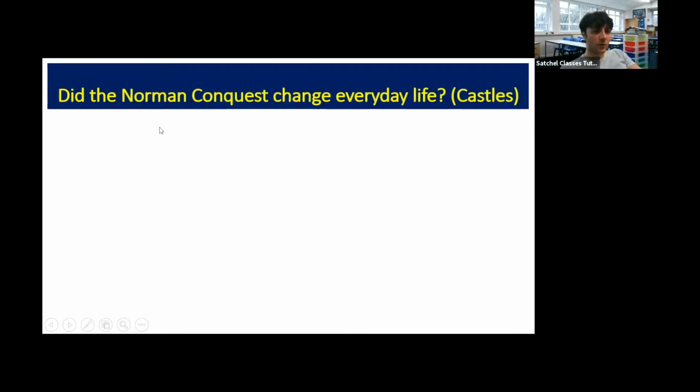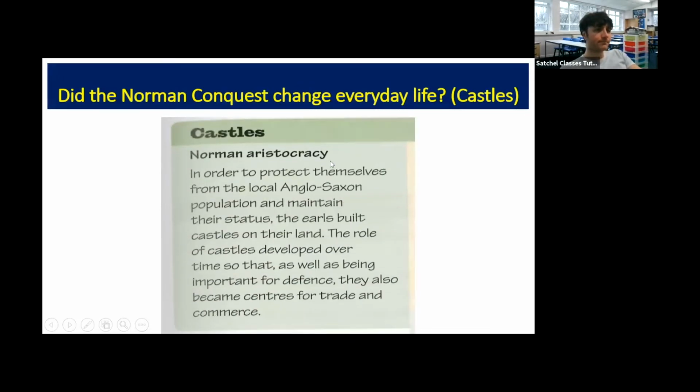Okay, we are now going to move on to castles. So take a moment to read how Norman castles affected the aristocracy. So castles sort of had an initial short-term purpose that was different from what they ended up serving in the long term. In the short term, the castles were really an instrument of terror against the Anglo-Saxon population and a means of protection for the Norman lords.